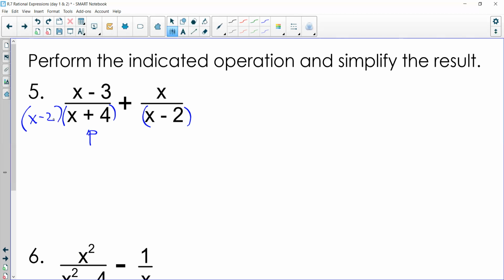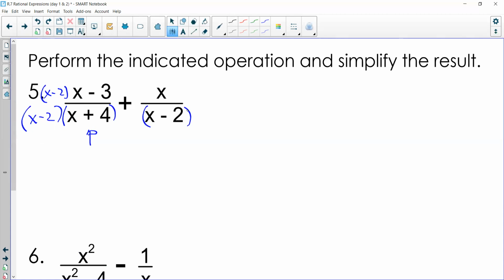Okay, I can't just do that to the problem. I have to do it to both the bottom and the top if I want it to be an okay math move. And the reason why we do it to both the top and the bottom is because if you would just take this part separately, x minus 2 over x minus 2 would be 1. And if we multiply something times 1, that does not change it.